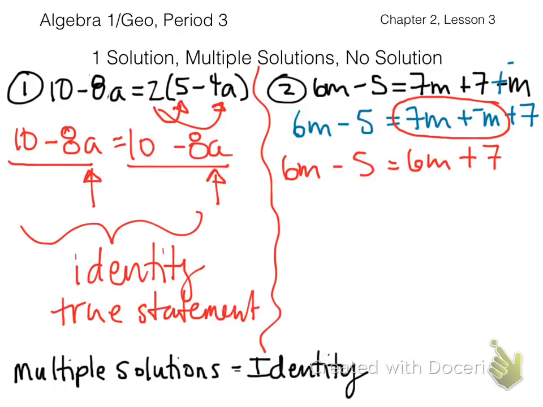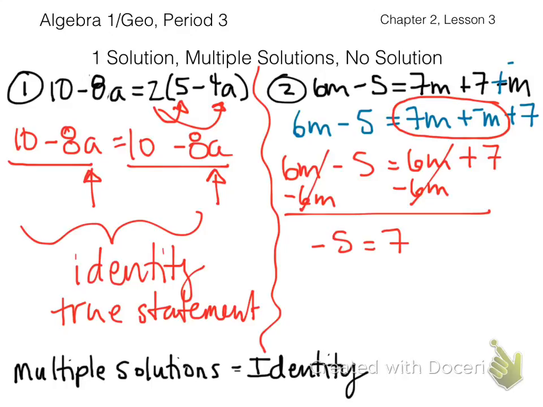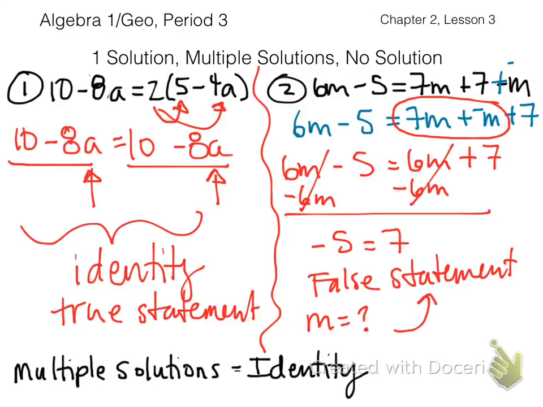7. Well, automatically things aren't going to work out, because if I subtract 6m and subtract 6m, that's obviously going to cancel out. That's going to cancel out. I'm going to get negative 5 is equal to 7, which is a false statement. Which means no matter what I put in for m, no matter what m equals, it's going to give me a false statement. Nothing's ever going to be true for this equation, which means it has no solution.